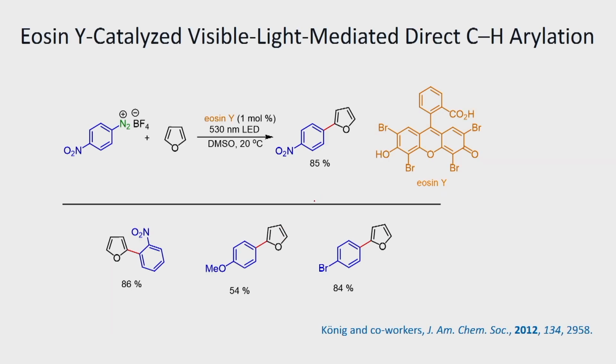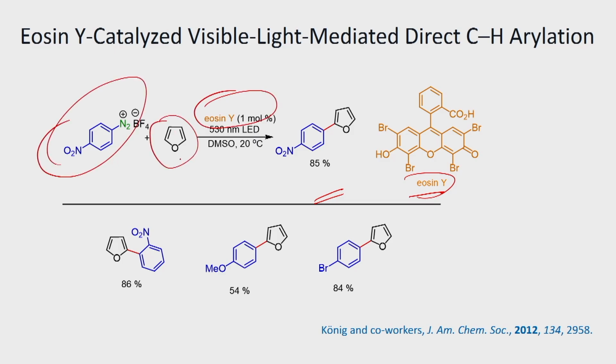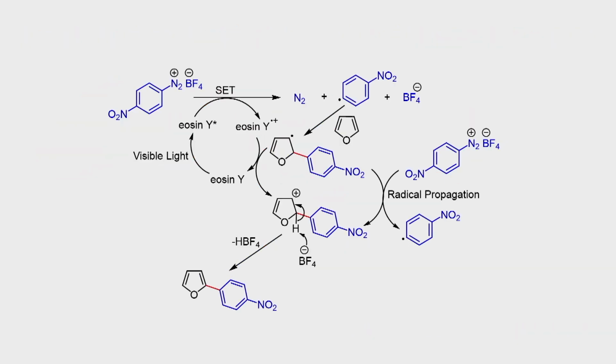The next example involves the use of organic dye, and in the earlier example we have seen the use of ruthenium based bipyridine complex as photocatalyst. Here the use of organic dye, eosin Y, is shown. This also can be used as photocatalyst for coupling of the diazonium salt. Here the reaction with the furan is shown, which can readily couple. In this way you will make this CC coupled product via direct CH arylation. Now let us look at the mechanism of this reaction.